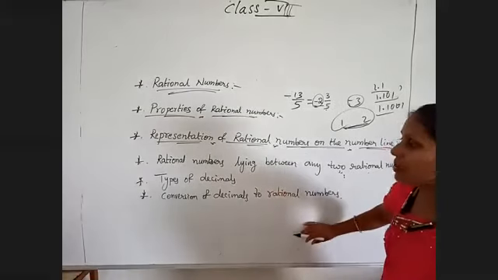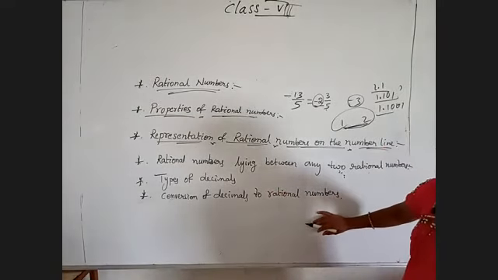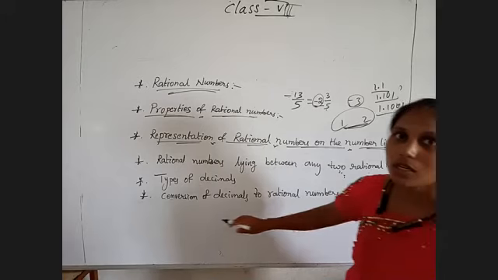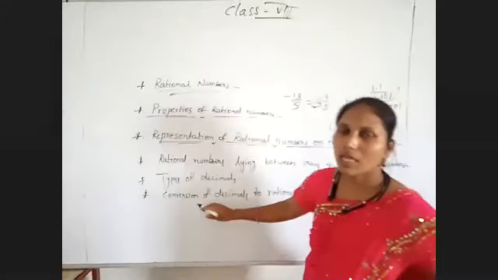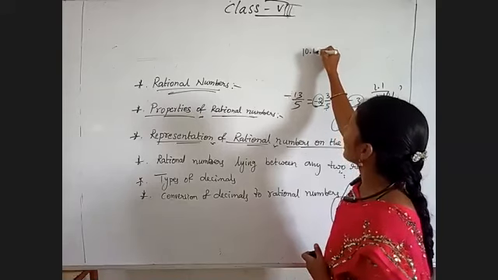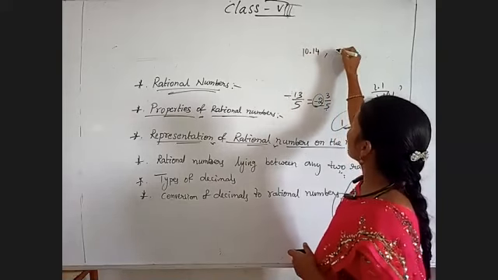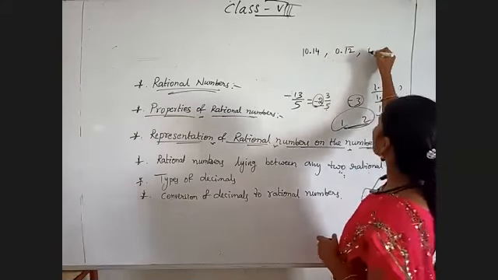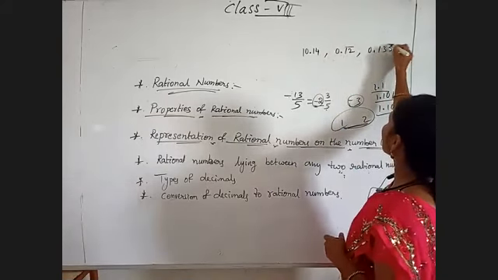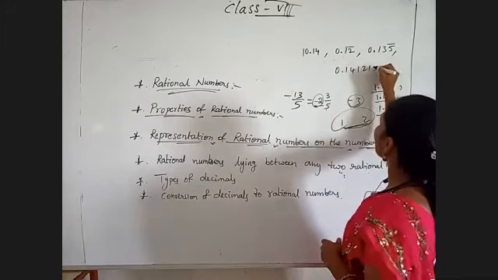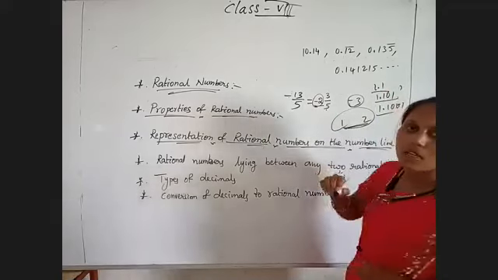And coming to the next topic, types of decimals. Here we have several types of decimals. I have told you also. Those are terminating decimals and non-terminating decimals. Suppose I have decimal numbers like this: 10.14, 0.12 bar, 0.135 bar, and 0.141215, and so on. Like this, I have several decimal numbers.